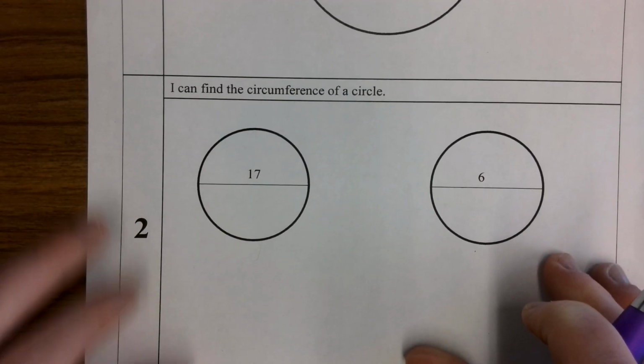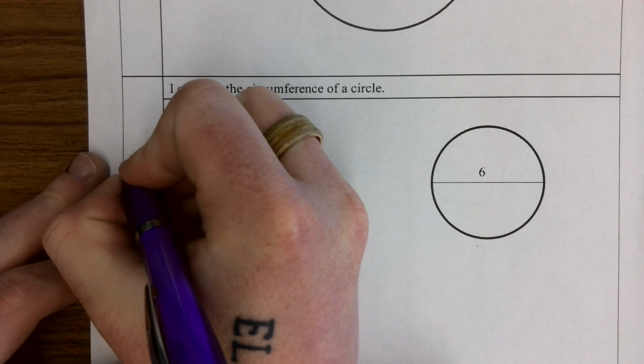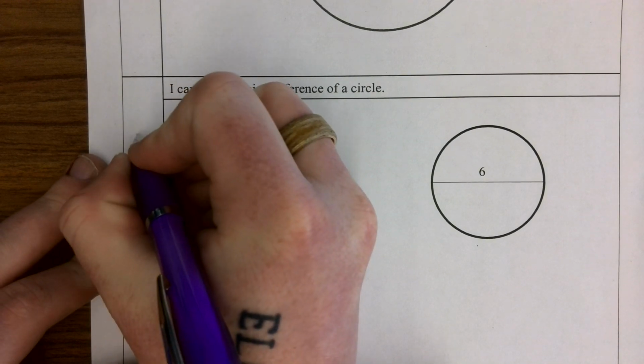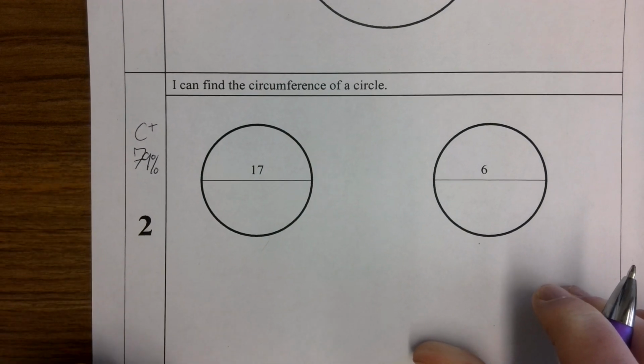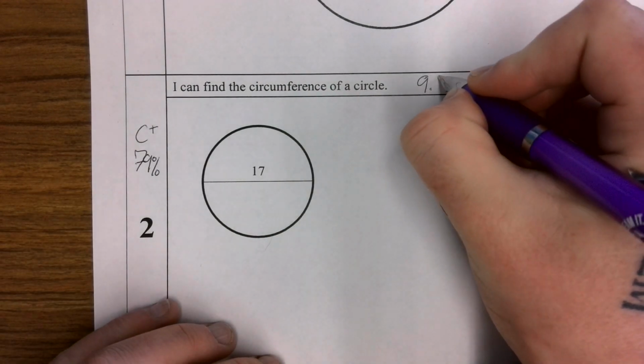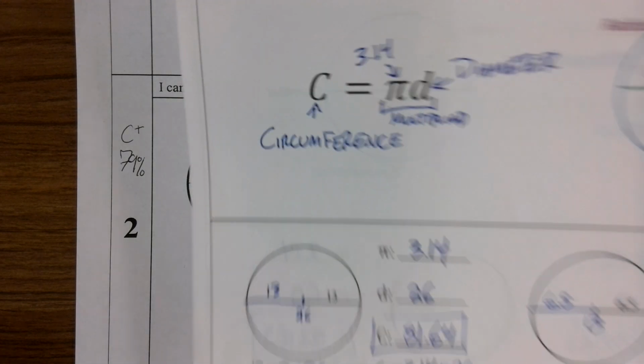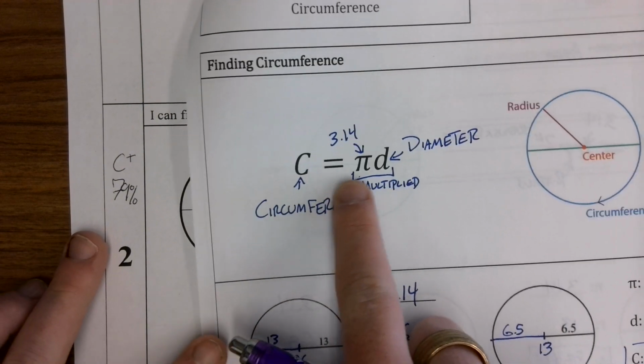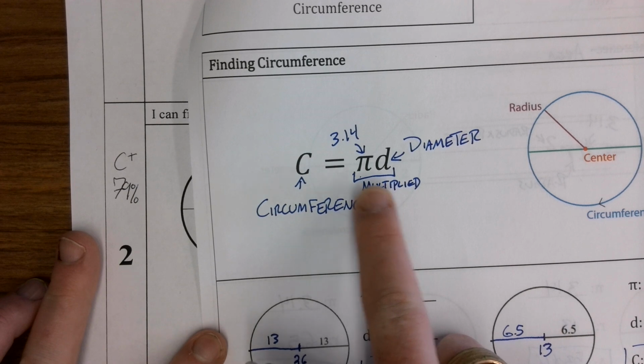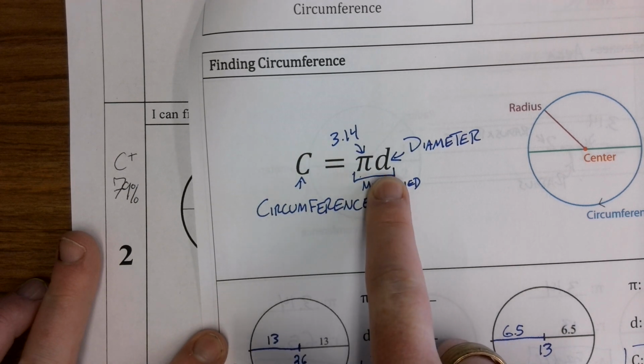All right, level 2. This is a 79%, and this is a C+, almost a B-. I can find the circumference of a circle. This is 9.1. The circumference of a circle was our first lesson. You'll want to remember what the formula is. So, to find circumference, circumference equals pi times diameter. So we're multiplying pi, or 3.14, times diameter.